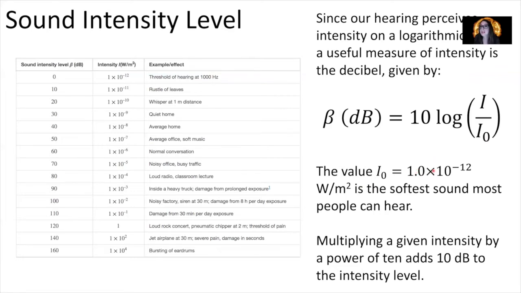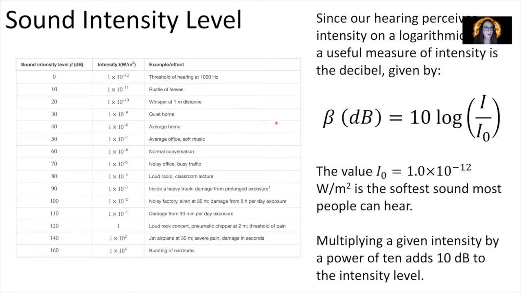So our sound intensity level in units of decibels is calibrated to our human ears, where we've got this softest sound that we can hear, and everything is relative to that, essentially to power of 10. And that's what this sound intensity level in units of decibels is telling us. So if you multiply a given intensity by a power of 10, it adds 10 decibels to the intensity level.